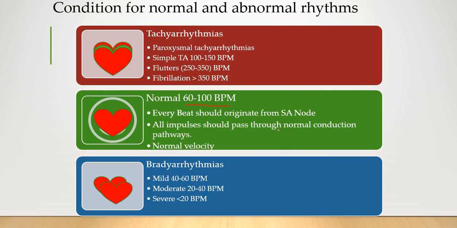All impulses should pass through the normal conduction pathway, that is the AV node, bundle of His and Purkinje fibers. If an impulse is not going to pass through this pathway, it can create problems like re-entry phenomena, short circuits, or whatever the case may be. Therefore, normal velocity is also important. Normal velocity means conductivity is also important, because that will lead to certain arrhythmias.